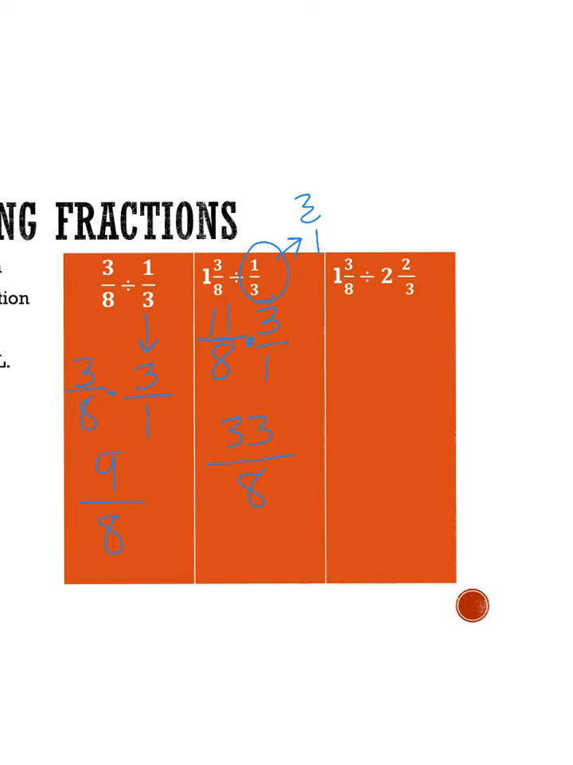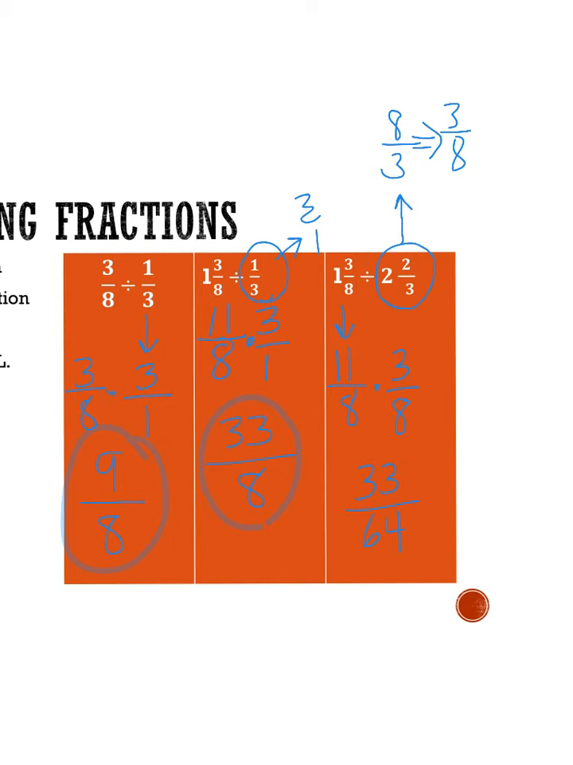For example, with 9/8, there's no number you can divide into both of them. With 33/8, no number you can divide into both of them. Let's see about this last one. We know that 1 3/8 is 11/8. And 2 2/3, I'm going to go ahead and change first. 2 times 3 is 6, plus 2 is 8/3. Its reciprocal is going to be 3/8. And so we're going to multiply by 3/8. 11 times 3 is 33, and 8 times 8 is 64.